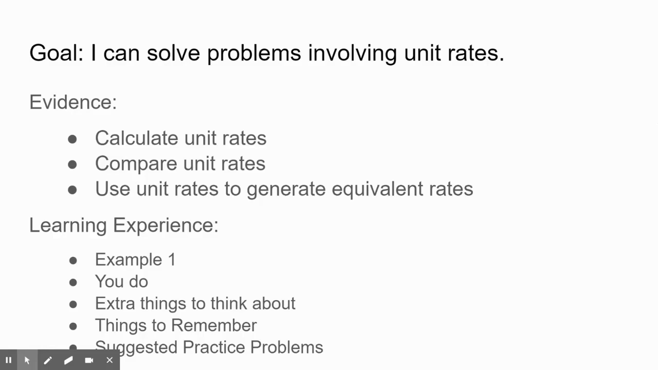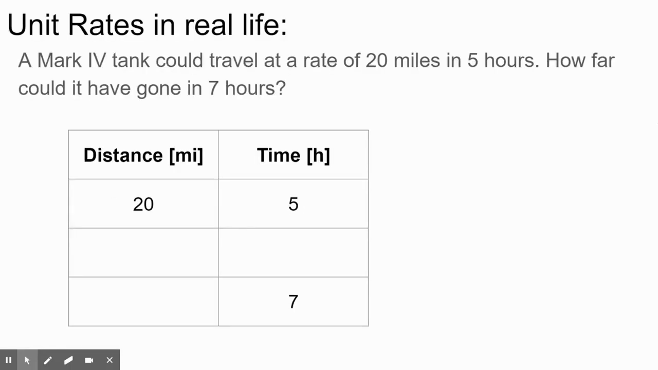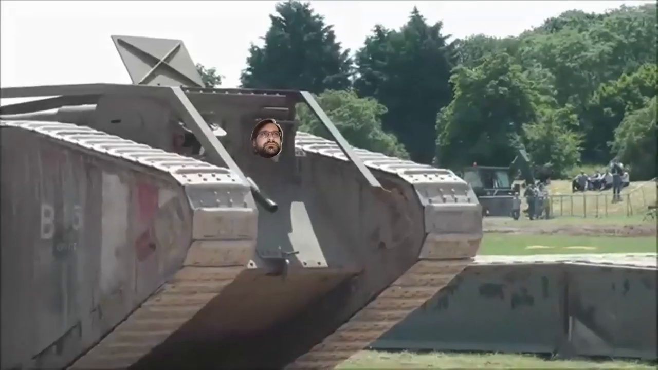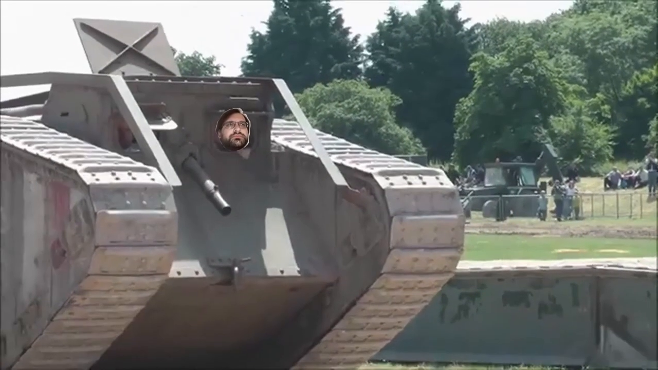Learning experience is there. We have one example in the UDO, and then there's a little bit extra that I want to show you that might save you some time, maybe not. We'll see. So, unit rates in real life. Let's consider the Mark IV tank. The Mark IV tank was a World War I tank. It looked like this. First World War tank.